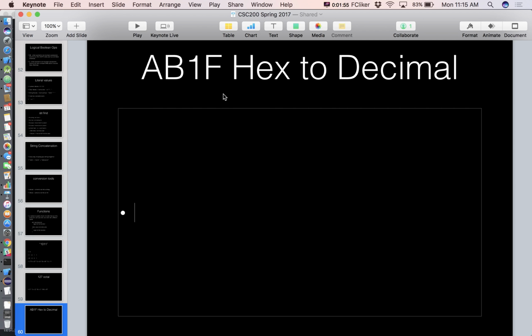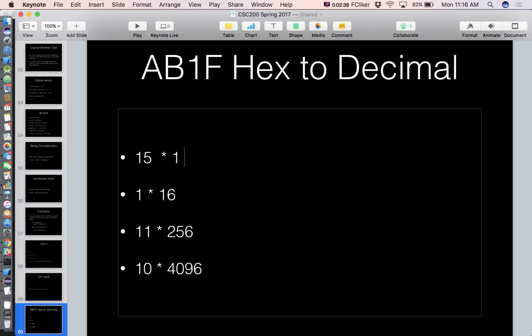All right, so this F is in the ones place. This 1 is in the 16s place. This B is in the 256 place, and this A is in the 4096 place. So this is 16 to the 0, 16 to the first place, 16 to the second, so this is 16 squared right here, and this is 16 to the third. All right, and F is actually a 15, so that's 15 times 1. B is actually an 11, and A is actually a 10.